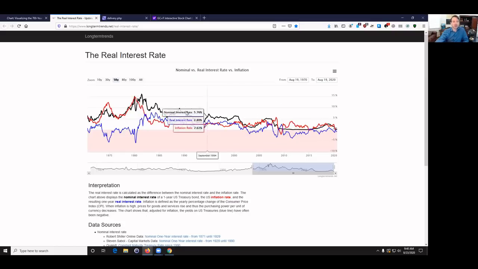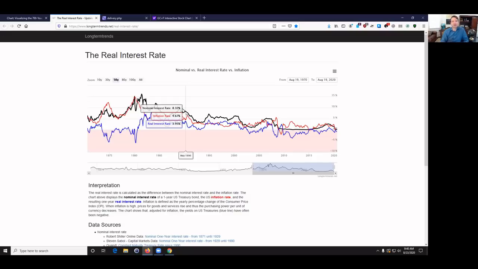And real interest rate is basically this black line, nominal interest rate, minus the red line, the inflation rate, equals your real interest rate. So in other words, if the interest rate were 2% and the CPI were 2.1%, CPI being the consumer price indicator, the official measure of inflation in the United States, then your real interest rate would be negative 0.1%, meaning you would lose 0.1% of your money over time when considering the inflation rate in prices.